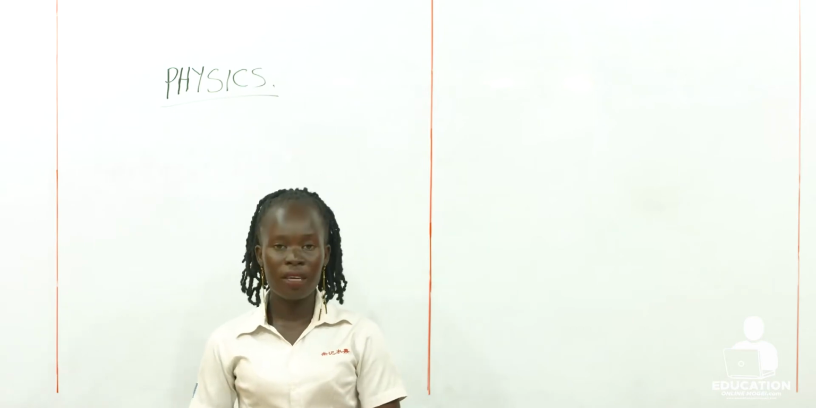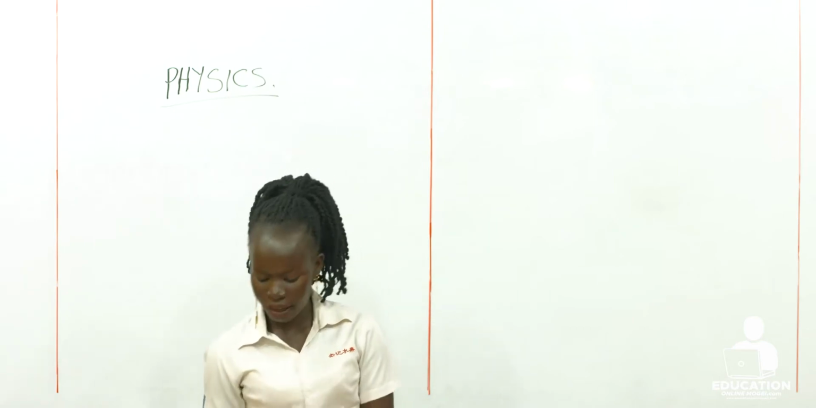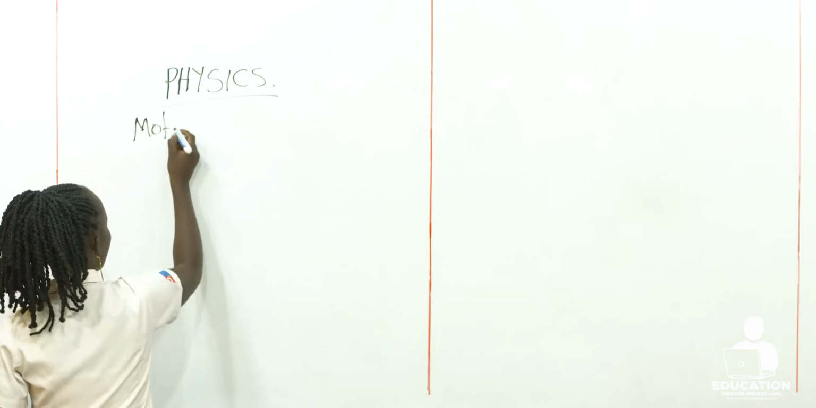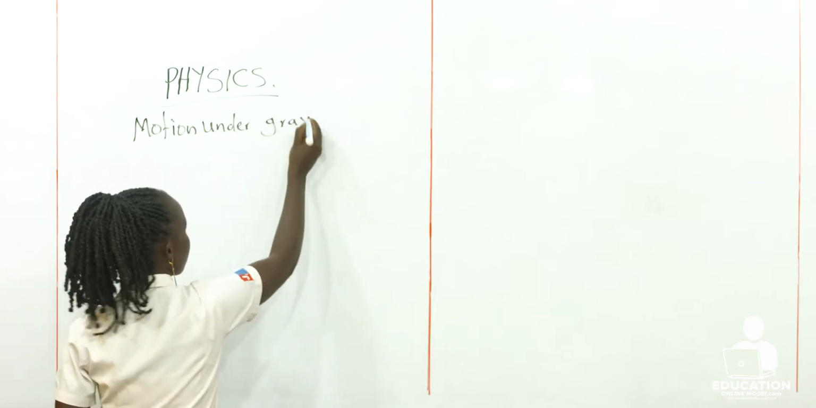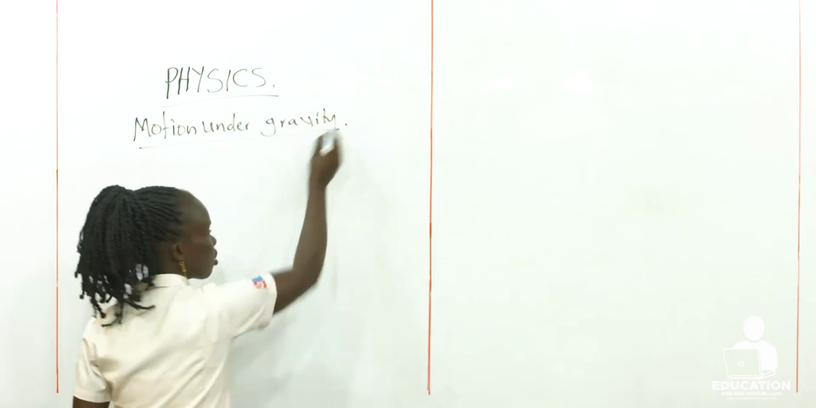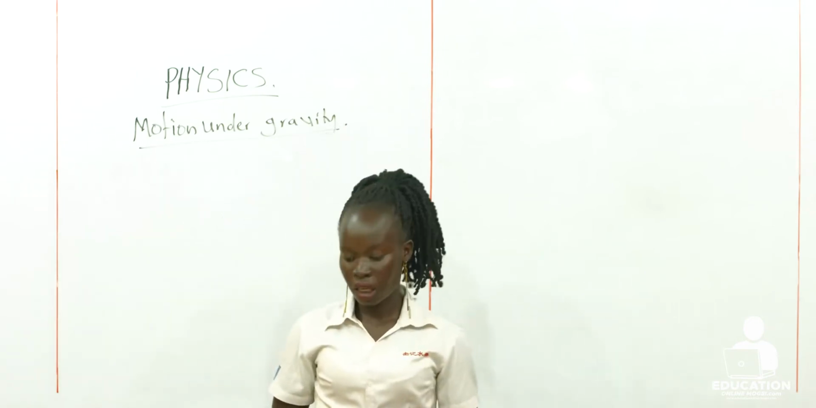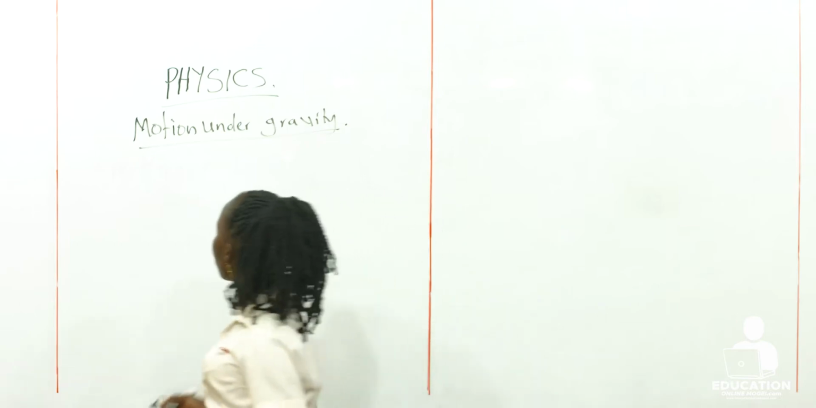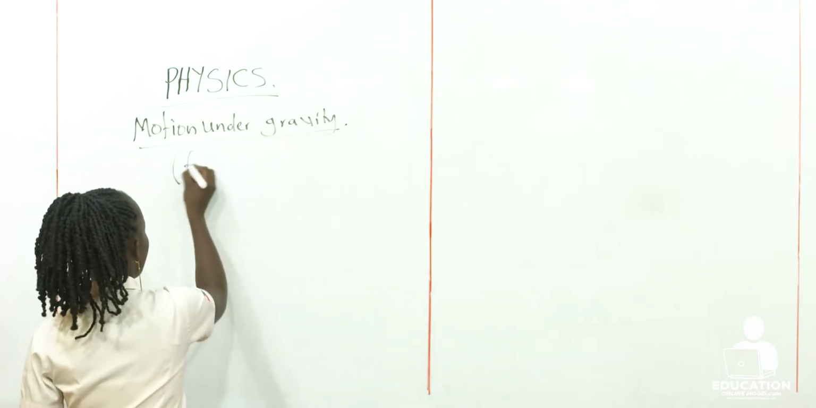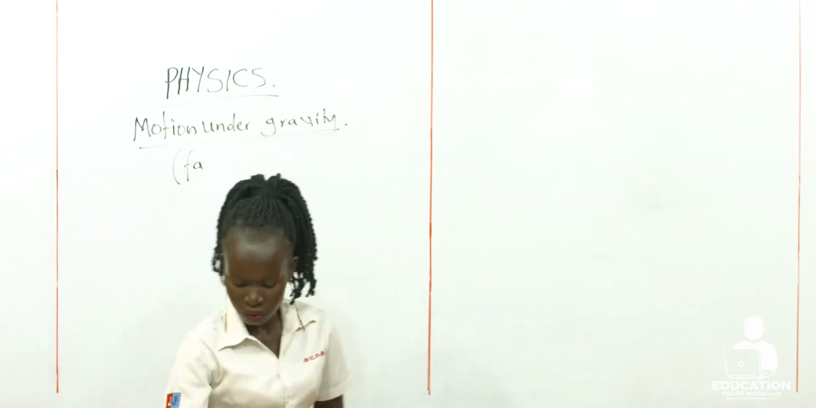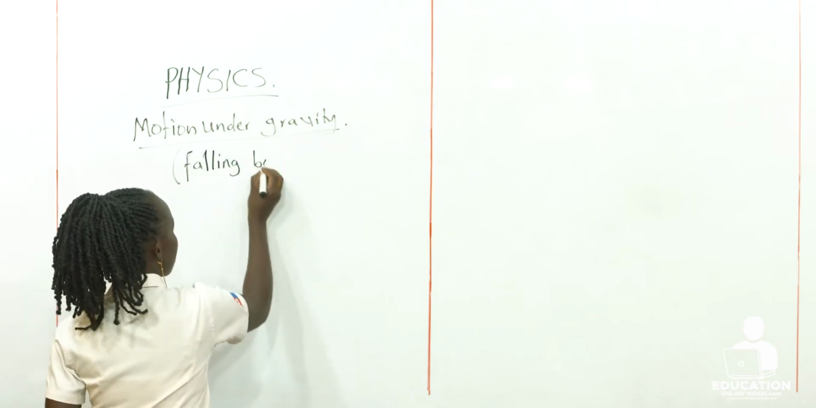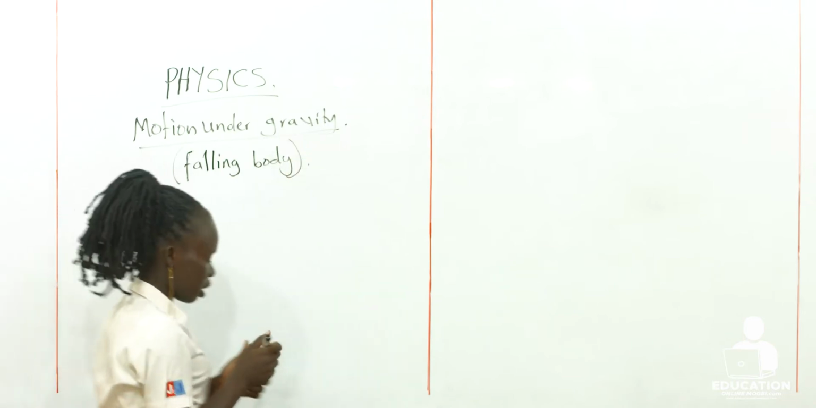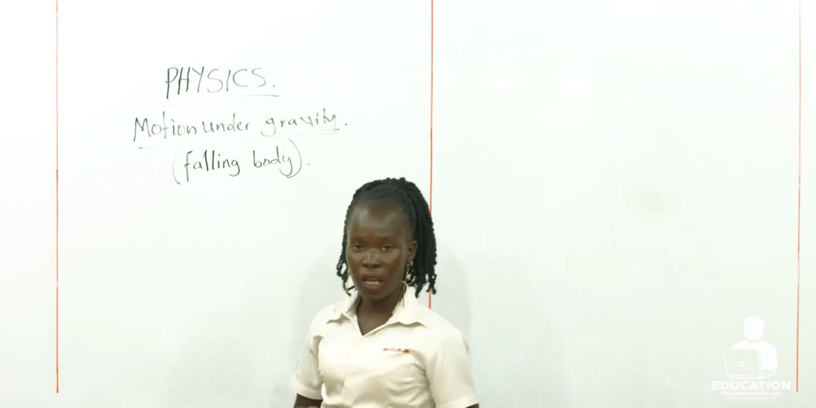So today we're going to look at something different, which is known as motion under gravity. It can also be called the falling body. So whenever you find a falling body, they're also referring to motion under gravity.